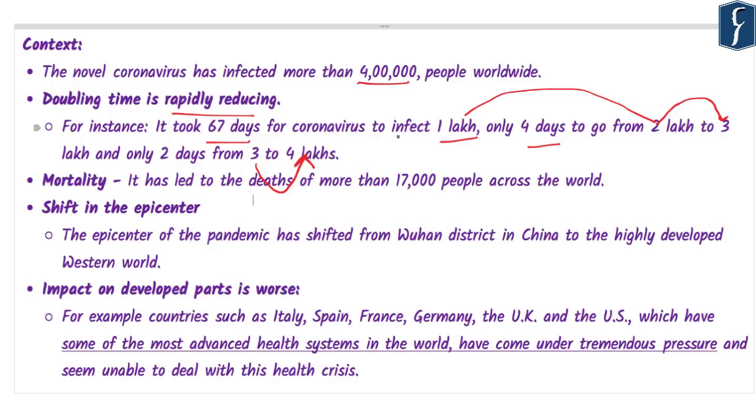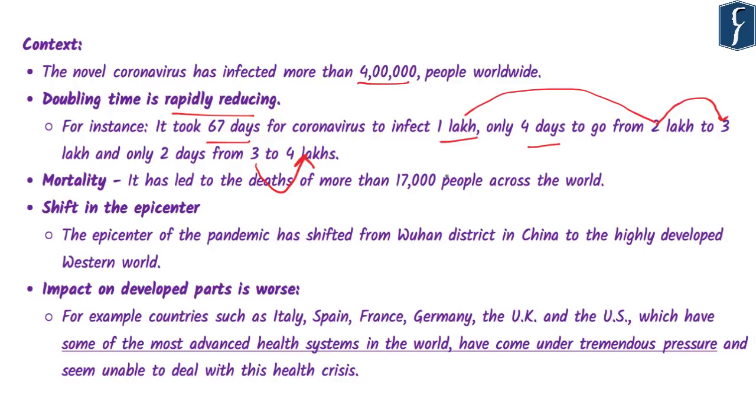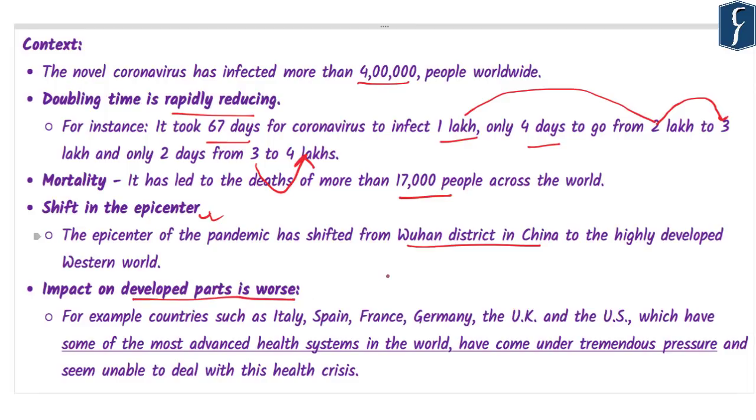The mortality is also very high in case of coronavirus. More than 17,000 people have died across the world. The epicenter is rapidly changing. Initially, it was Wuhan in China, and now it's the Western nation, mostly Italy and United States. And the impact on the developed part of the world is the worst. They are bearing the brunt of the problem.